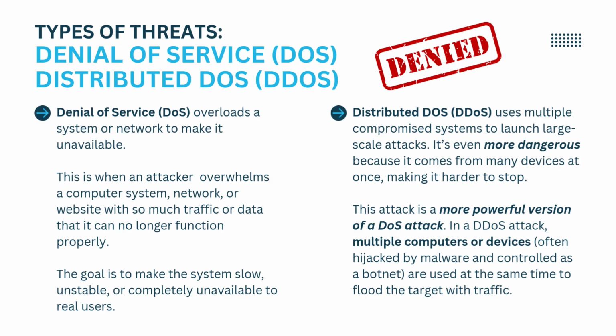Denial of service attacks are designed to overwhelm a system with traffic, so it crashes or becomes too slow to use. Distributed denial of service attacks are even more powerful because they come from many systems at once, usually part of a botnet. The goal is to make a website or service unavailable. These attacks don't always steal data, but they can cause major disruptions, especially for websites, game servers, or banks.